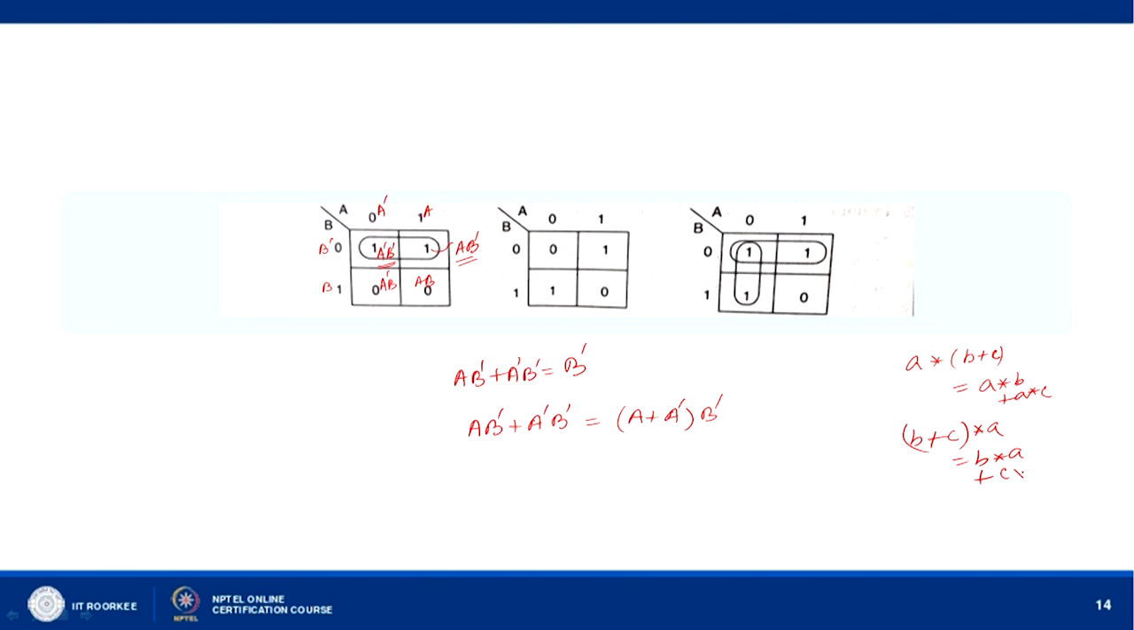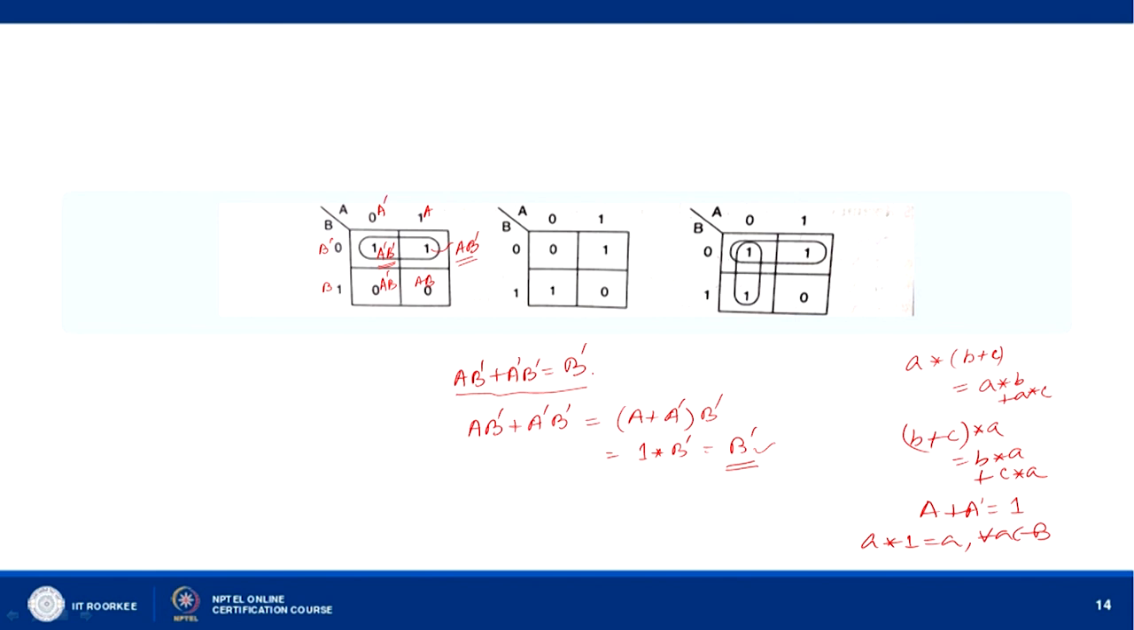So, using this formula, A B dash plus A dash B dash can be written as (A plus A dash) into B dash, and A plus A dash equals 1, we know. So, 1 into B dash, and we know that A star 1 equals A for all A belonging to the Boolean algebra B. So, 1 star B dash equals B dash. So, by using postulates and theorems, A B dash plus A dash B dash turns out to be B dash, and by using the Karnaugh map also, it comes out to be B dash.